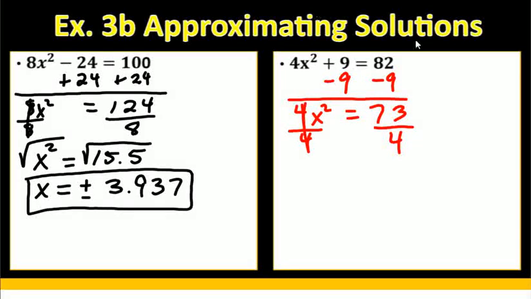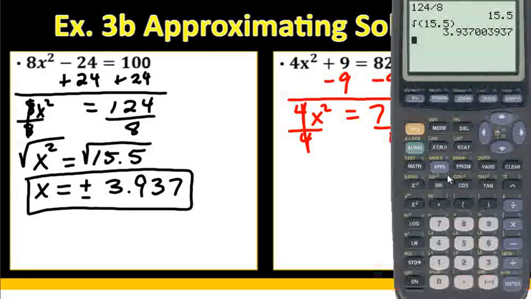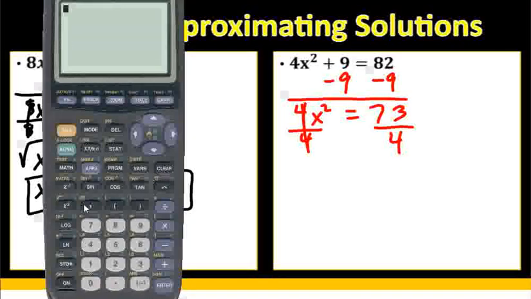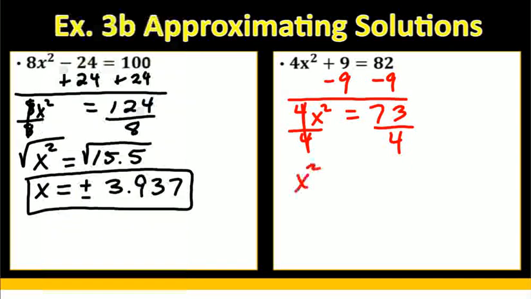So let's go back over to our calculator. And we're going to put that in here. So we got 73 divided by 4 gives us an answer of 18.25. So I have x squared equals 18.25.